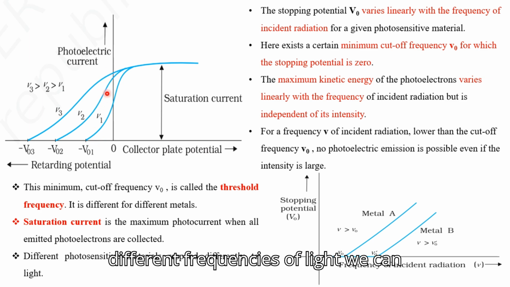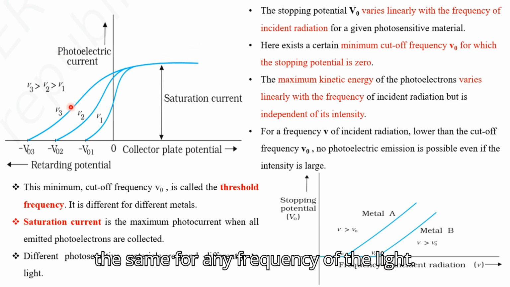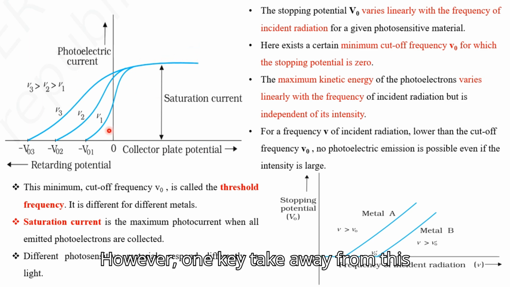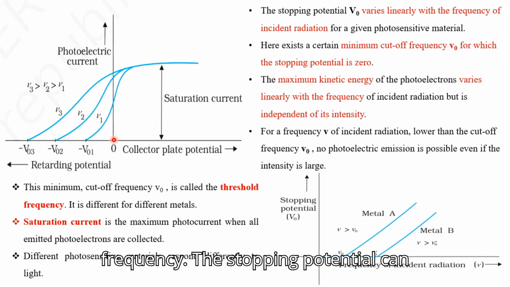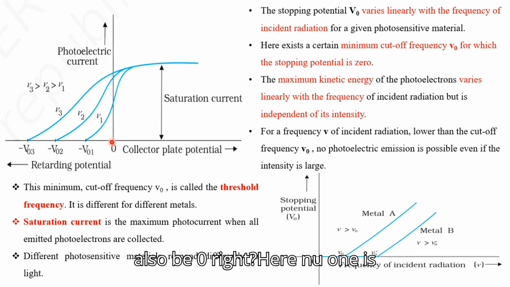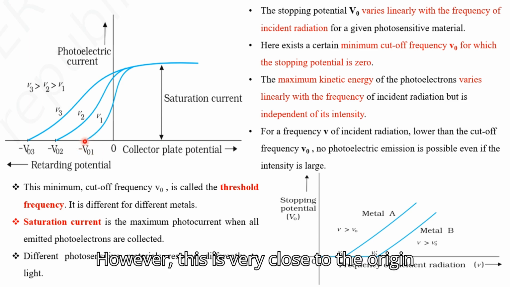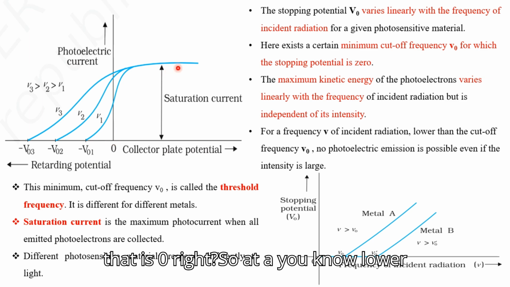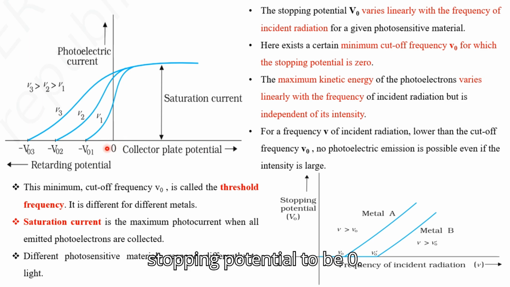So at different frequencies of light, we can have different stopping potentials. However, the saturation current will be the same for any frequency of the light. One key takeaway from this slide is that at a particular frequency, the stopping potential can also be zero. Right here, nu1 is giving a stopping potential of minus V01. However, this is very close to the origin, that is zero, right? So at a lower frequency than this, we can also expect the stopping potential to be zero.